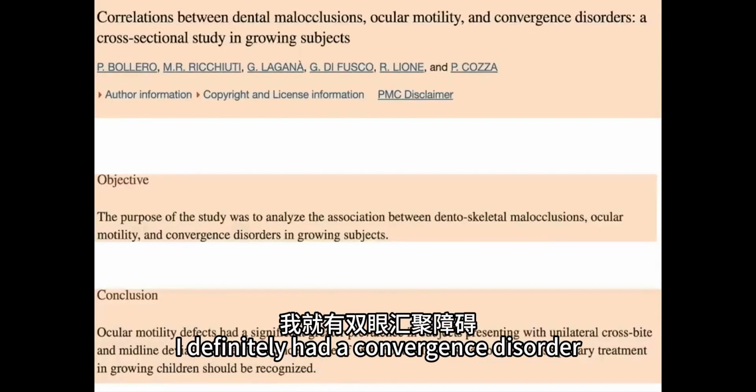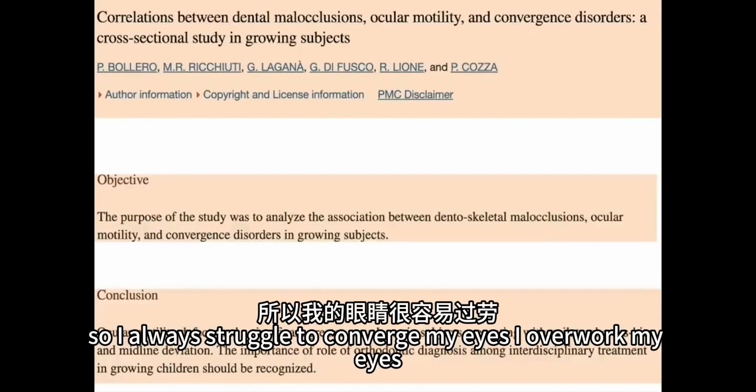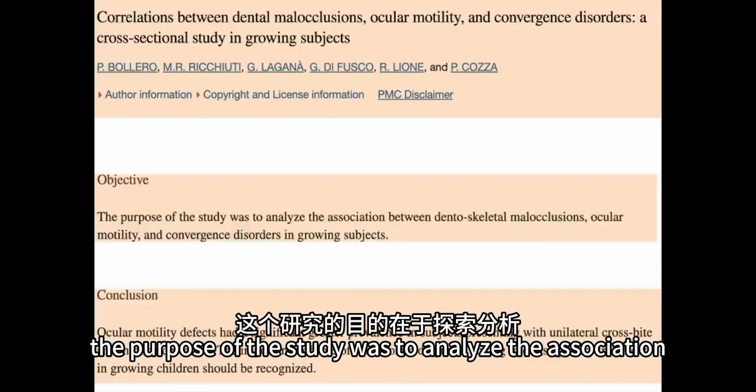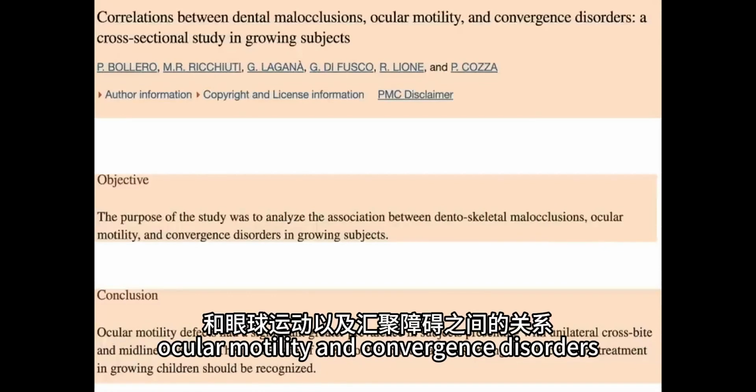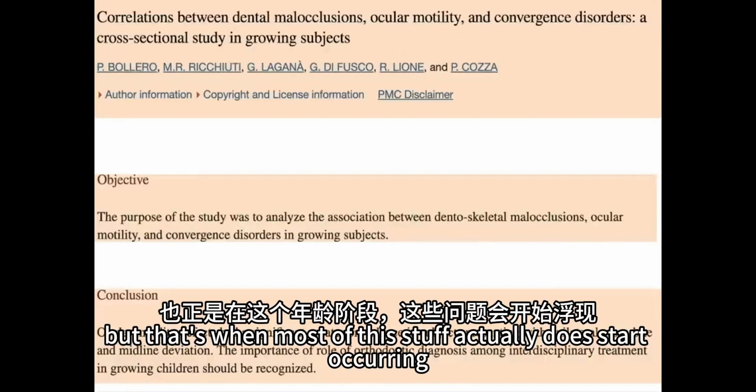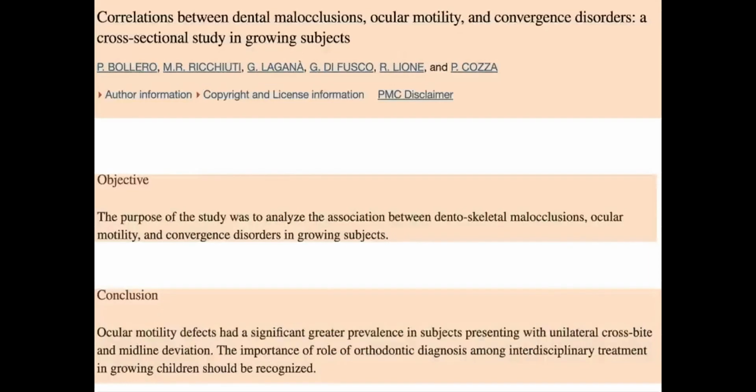Third, correlations between dental malocclusions, ocular motility, and convergence disorders. I definitely had a convergence disorder, and I'm farsighted, so I always struggled to converge my eyes. I overworked my eyes. The purpose of the study was to analyze the association between dental malocclusion, ocular motility, and convergence disorders in growing subjects. Now, they were doing it with kids, but that's when most of this stuff actually does start occurring.